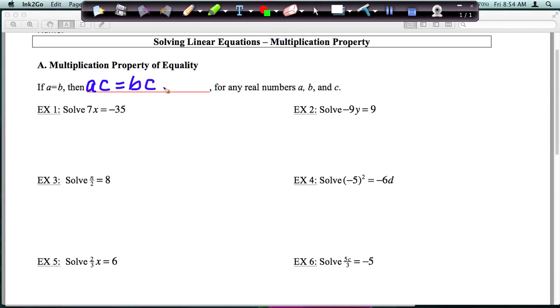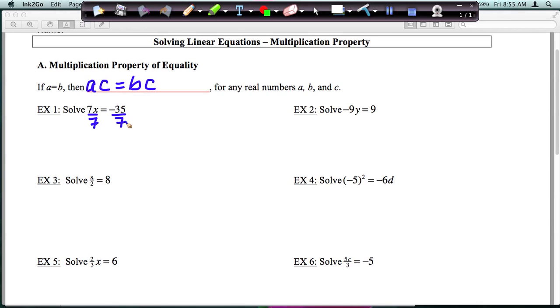So we're going to use this property to solve this first problem, 7x equals negative 35. My goal when solving is to get the variable by itself, so I know what x is. This operation here, when nothing's written, is considered multiplication, 7 times x. The opposite of multiplication is division. So I'm going to divide both sides by 7, which again is multiplying by 1/7, same idea. It's just easier to write it as division.